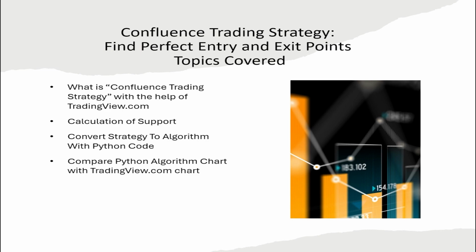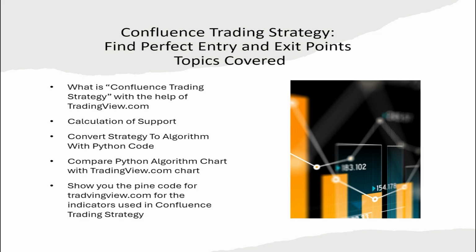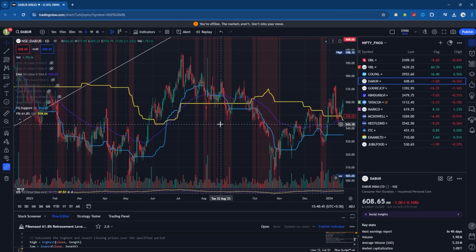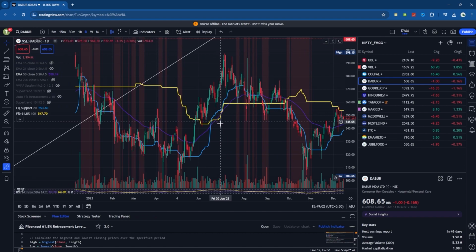Now we will go through the comparison of the algorithm with the TradingView website or the chart, right? And then after that, we will go through the Pine code as well. So let's do that. If you remember, our code gave us HDFC Life and Dabur. The yellow one is our Fibonacci level, the support level is blue, and our exponential moving average is purple.